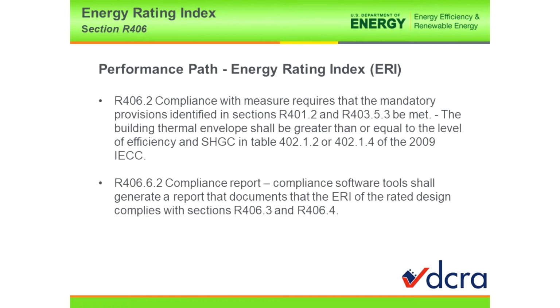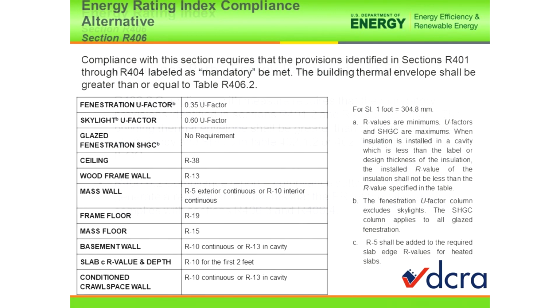lot. But so anyway, the compliance with this measure requires that mandatory provisions identified in sections R401.2 and R403.5.3 be met. The building thermal envelope shall be greater than or equal to the level of efficiency and SHGC in Table 402.1.2 or 402.1.4 of the 2009 IECC. Boy, what a mouthful. Okay. So here's what you got to remember about all this stuff. Let me go to this next slide here.